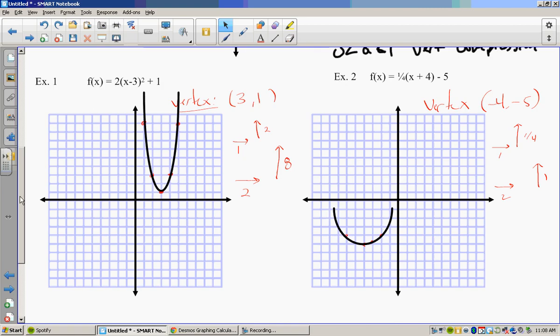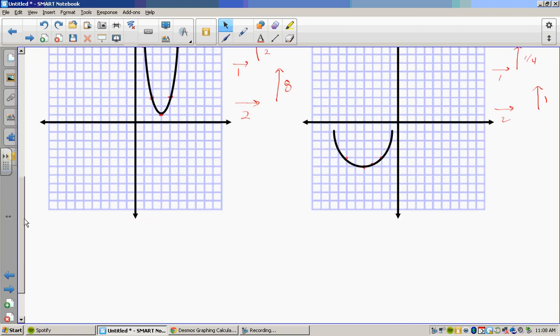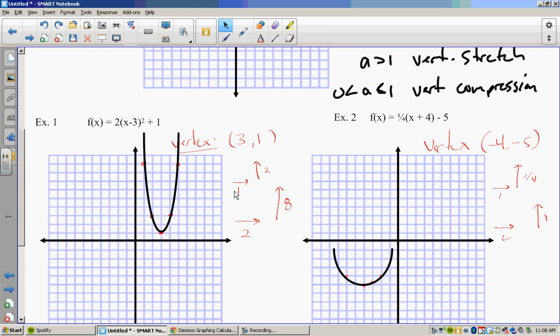So that's just a quick refresher on how we graph from vertex form. Just remember what you're doing. You're multiplying the vertical piece only here, and you're not changing the horizontal piece at all. Get your vertex, plot it, and go.